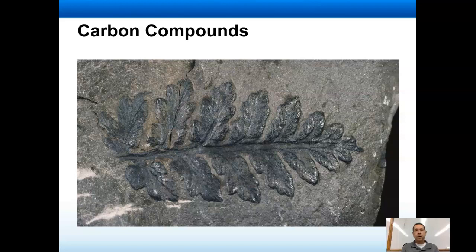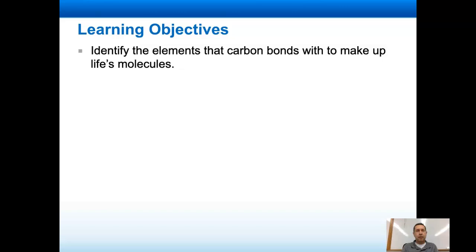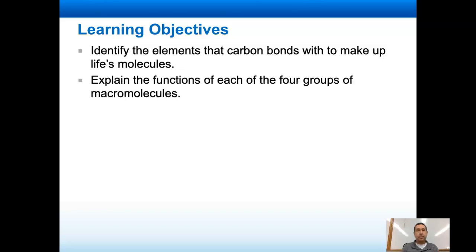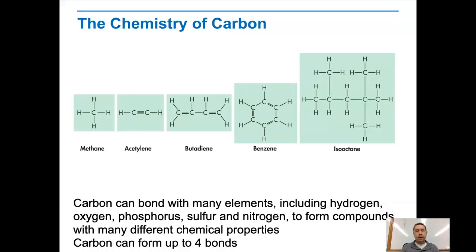Right, in this video we're going to talk about what we call carbon compounds or organic compounds. We're going to identify elements that carbon bonds with to make up life's molecules, the carbon compounds. We're going to talk about the functions of the four major groups of macromolecules or carbon compounds.